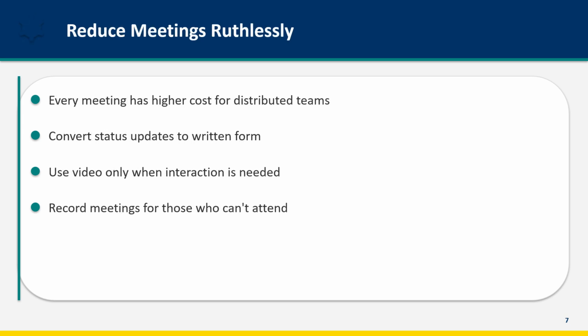Every meeting has higher cost for distributed teams. Someone is always at an awkward hour. Convert status updates to written form. A daily written update is often better than a daily stand-up call. Use video meetings only when real-time interaction is needed for decisions, problem-solving, or relationship building. Record meetings for those who can't attend. They can watch at their convenience and stay informed.